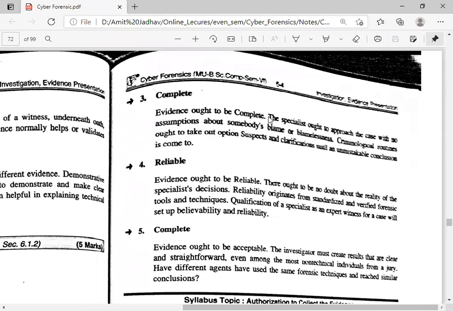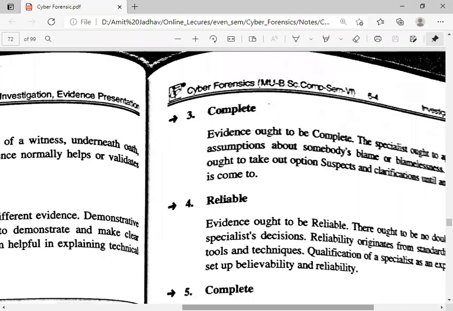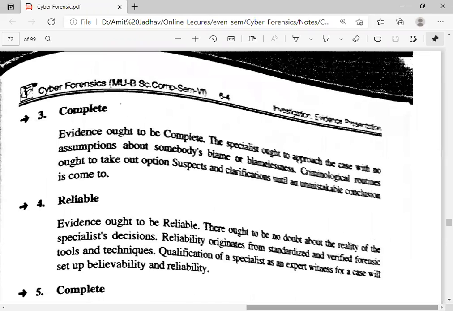Next one is complete: evidence ought to be complete. The specialist ought to approach the case with no assumptions about somebody's blame or blamelessness. The forensic routines ought to rule out the option of the suspect's explanation until the conclusion is reached. So the evidence must be complete.